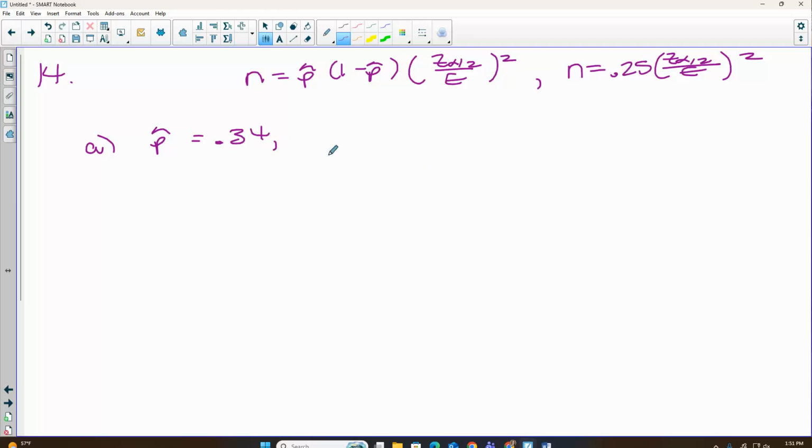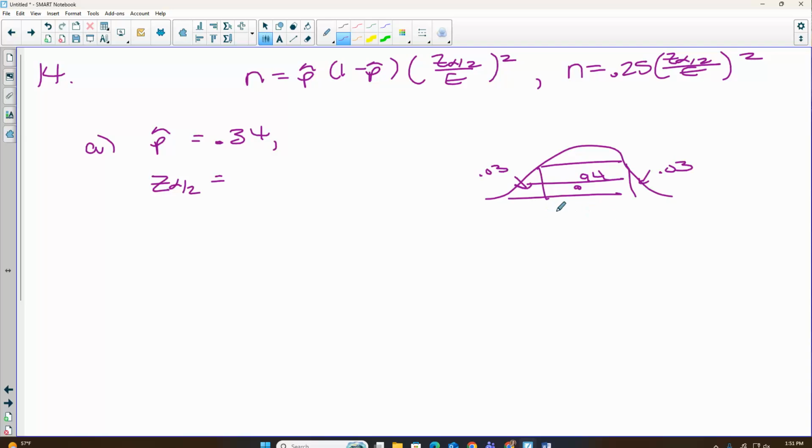The other thing we need is z alpha over 2. I tried to pick a percent that you couldn't just look at your table in the bottom corner. So 94% confident. If you are 94% confident, that means 94% is in the middle. How much do we have left over? 6, so 3 on each side. So, if you are going to look this up, what proportion is to the left? 97. So 3% is to the right, 97% is below.